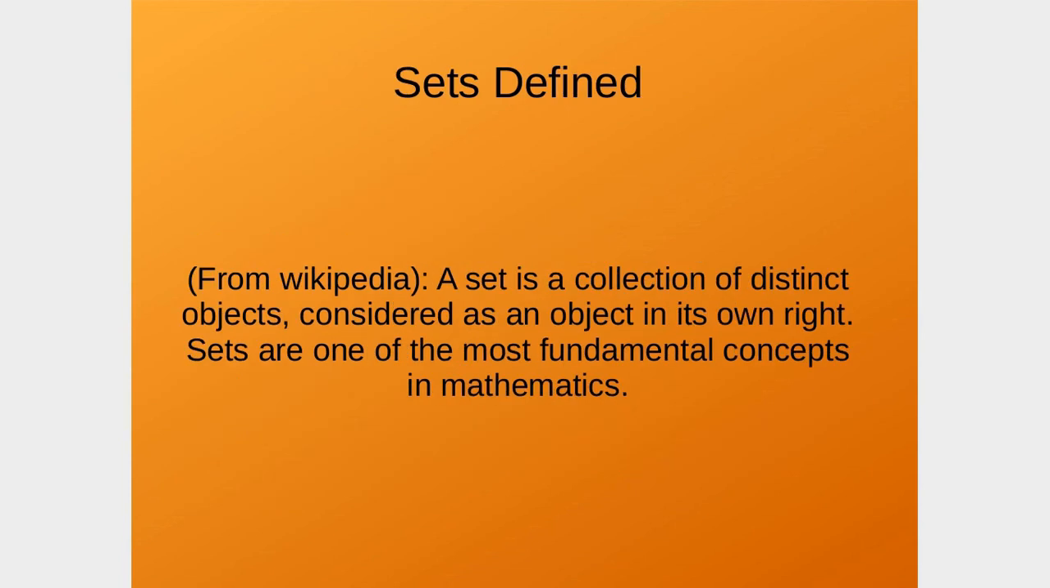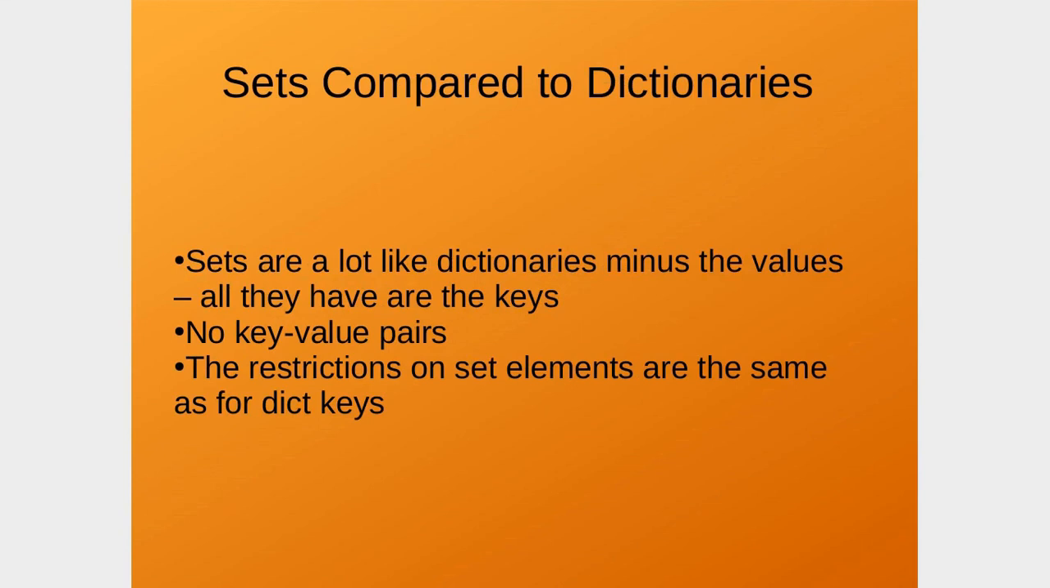Sets, again, are like sets from set theory in mathematics. From Wikipedia, a set is a collection of distinct objects considered as an object in its own right. Sets are one of the most fundamental concepts in mathematics. Sets compared to dictionaries: sets are a lot like dictionaries minus the values. All they have is the keys. There are no key value pairs in sets. The restrictions on set elements are the same as for dictionary keys.